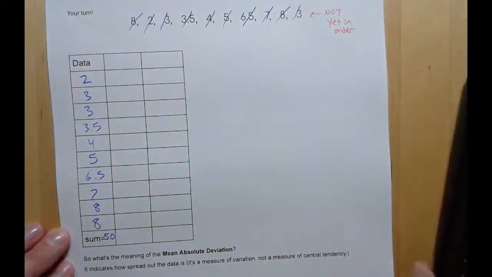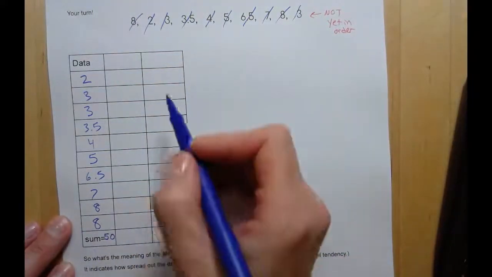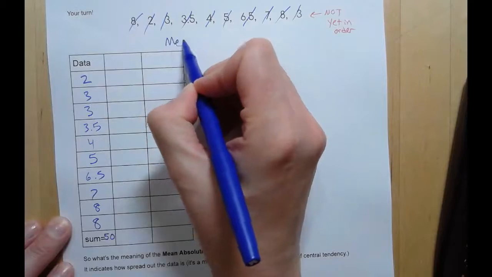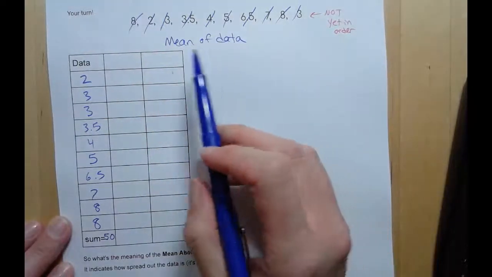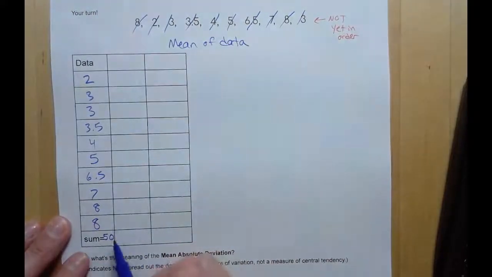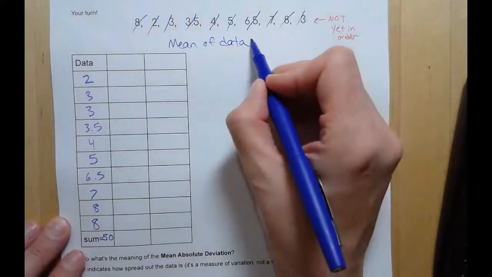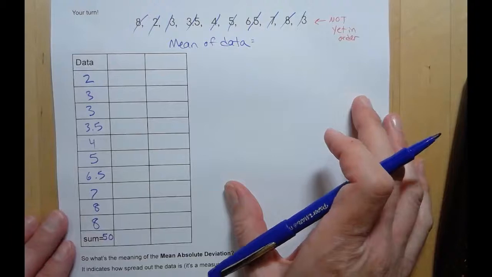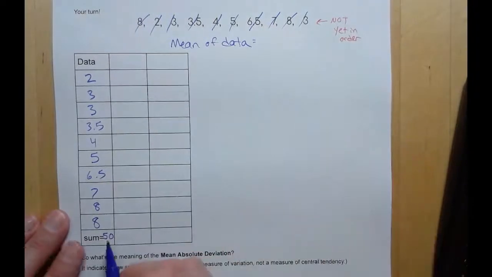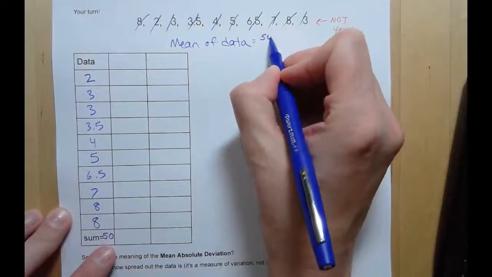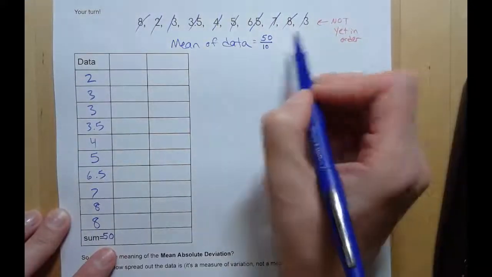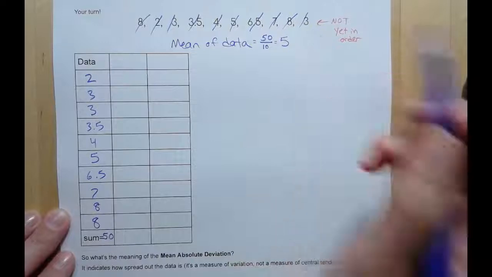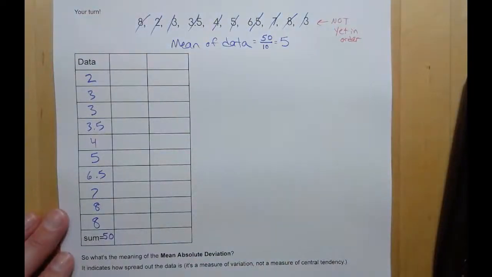So that means that the mean of the data, I'm going to write this really big somewhere. Now this is actually good to specify. We're talking about the mean of the data here, not the mean of the deviations. So the mean of the data is going to be this total of the data, 50, divided by the number of numbers, which is 10. So the mean is going to be 5. All right. What next, guys?